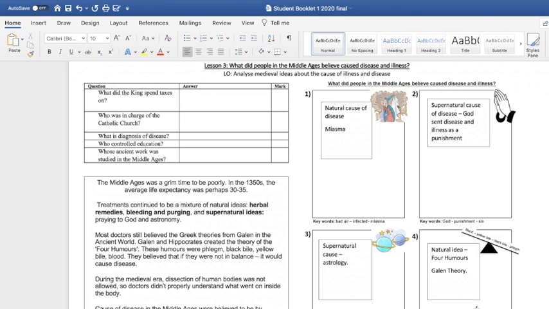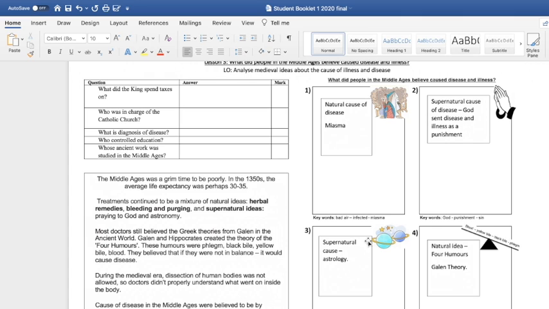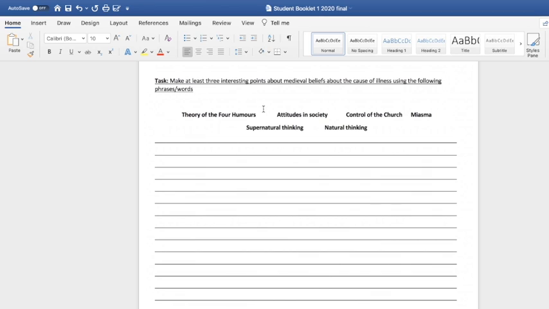Now, the four humours are really important because they form the basis of a lot of the Middle Ages, in fact all of it, and into the Renaissance period. Generally, in the Middle Ages, all of these were viable options that people thought caused disease and illness. Now, once you've read through the information and filled in each box to think about those four different causes, you then have to make at least 3 interesting points about medieval beliefs about the cause of illness using the following phrases or words.